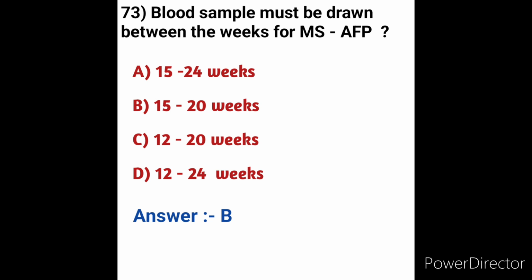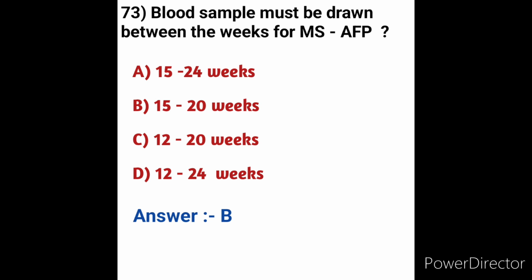AFP is a protein normally produced by a fetus, between 15 to 20 weeks. AFP levels usually range between 10 ng per ml to 150 ng per ml. What is ng? ng means nanograms. 10 nanograms per milliliter to 150 nanograms per milliliter.